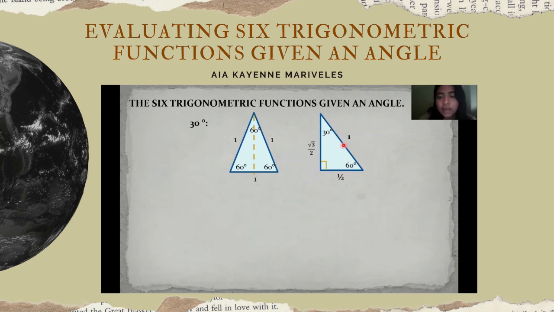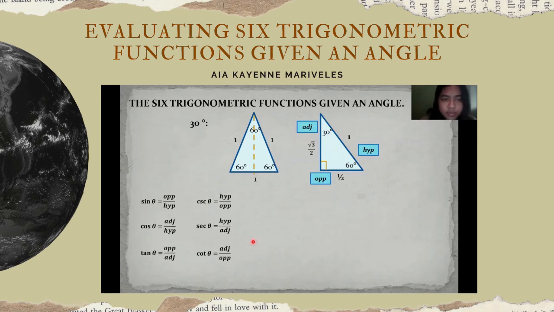So this side is called the hypotenuse, and since our given angle is 30 degrees, this side will be our opposite, and this side will be our adjacent. Now these are the respective formulas for the functions, and we'll start with sine.